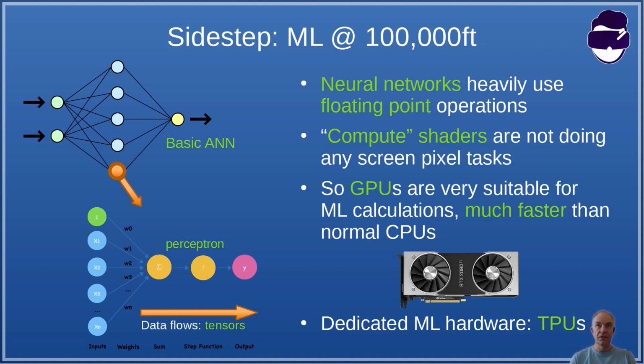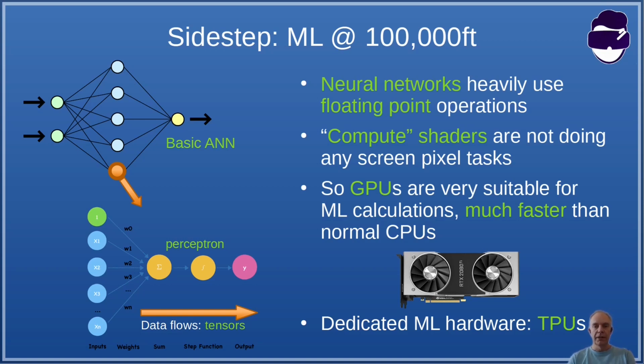Tensors are in essence matrices with a lot of floating point values. And that's why neural networks heavily use floating point operations. Fortunately or unfortunately, the GPU also has what we call compute shaders. Those are shaders that do not bother doing any pixel work on the screen. They're just doing calculations, floating point calculations. So GPUs are very suitable for machine learning calculations, and they're much, much faster than normal CPUs.